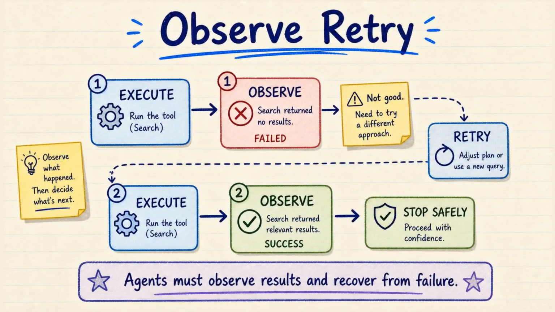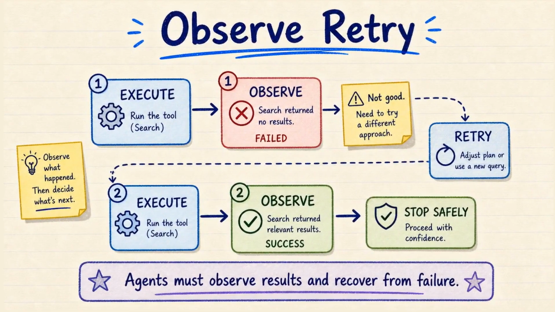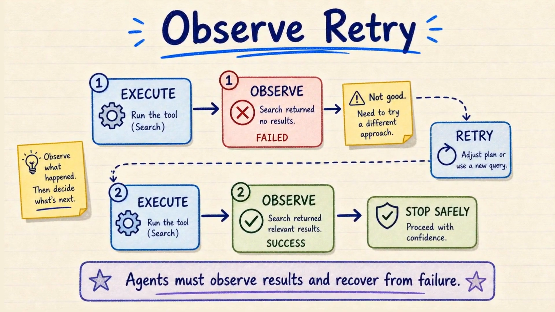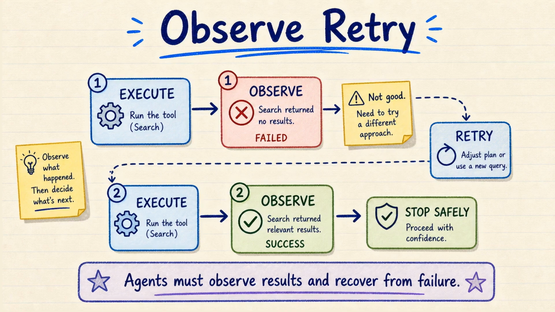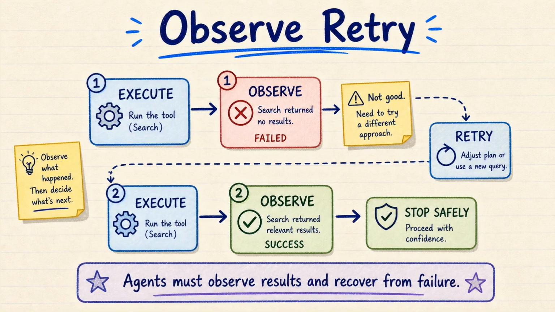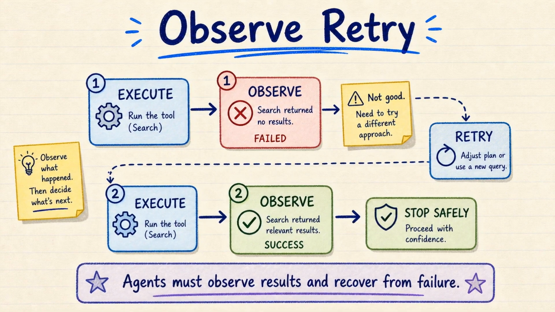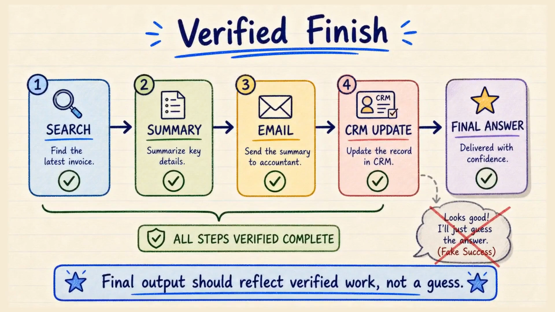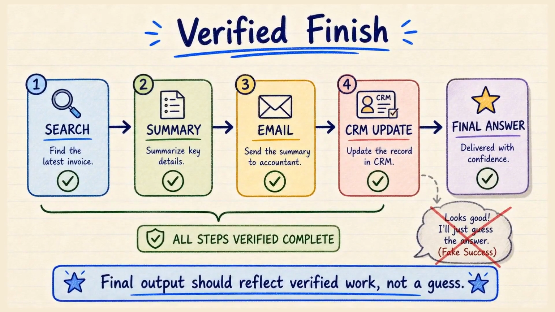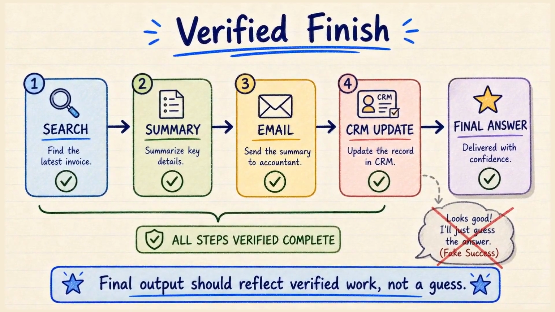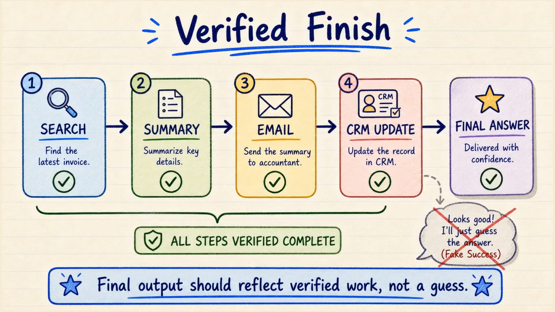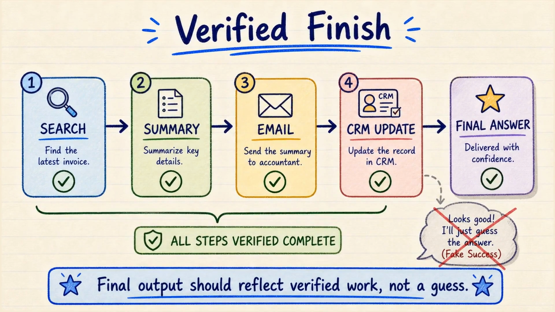It also has to observe the results of each step. If the invoice search fails or the email API returns an error, the agent cannot just pretend success. It has to retry, switch approach, or stop safely. Only after the steps complete does the agent return a final answer. That answer should reflect real work completed in the outside world, not a confident guess made inside the model.